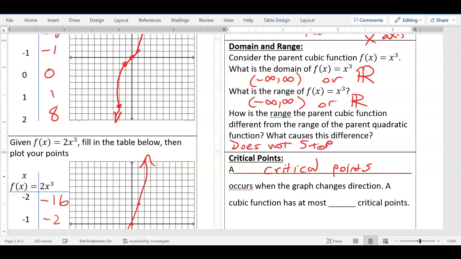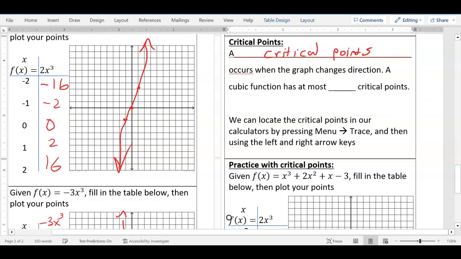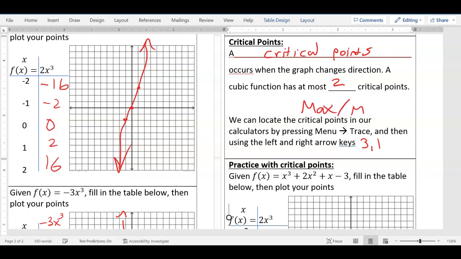Now a critical point occurs when the graph changes directions. A cubic function has at most 2 critical points. Now, if you remember with a quadratic, it was a vertex. So basically they're like little vertices. It's a little maximum and a little minimum at most. The way you get those is by doing menu 3-1. You can see those maximums and minimums. So again, max slash min when you're doing menu 3-1.